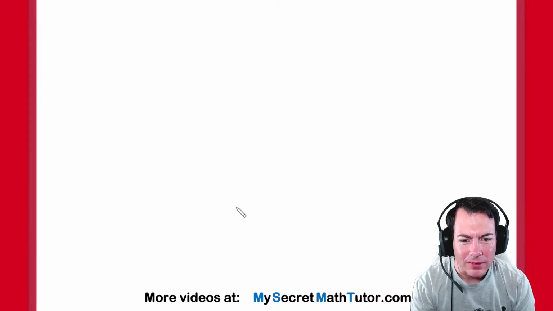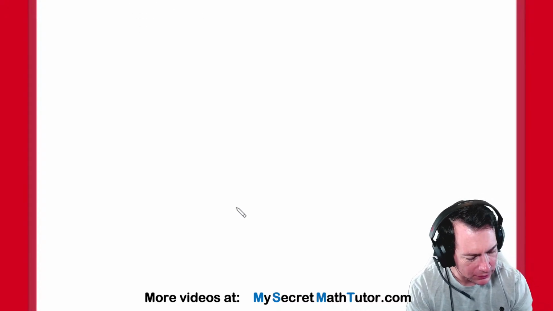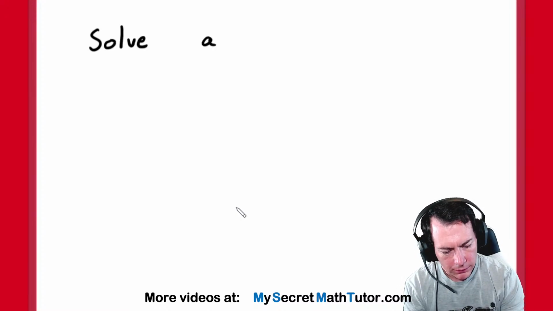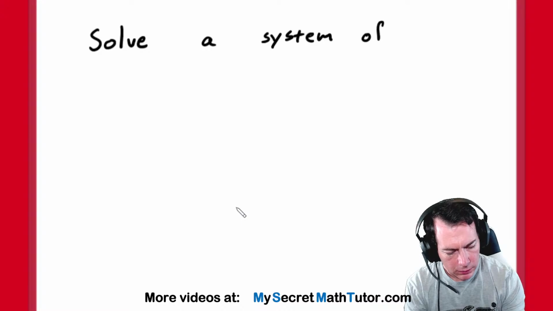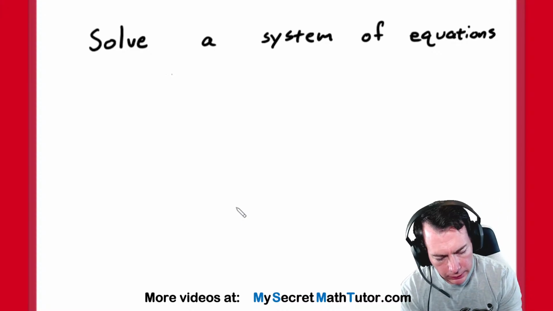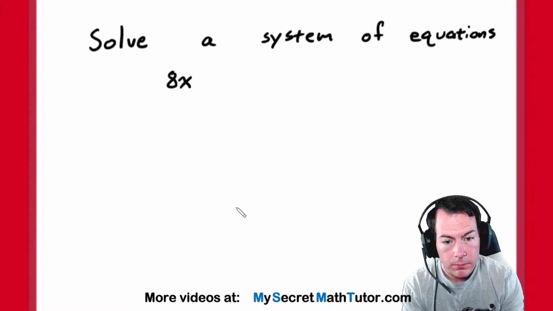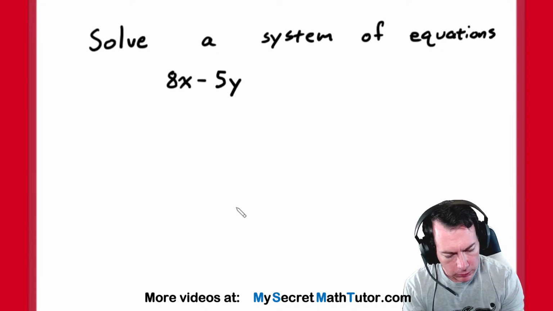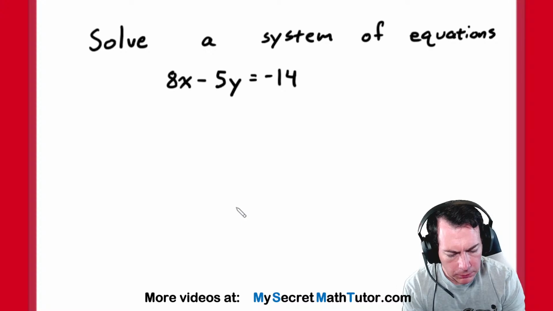All right, let's see what this one says. So solve this system of equations. All right, so what do we got? We got 8x minus 5y, and that's equal to negative 14. And then the second equation is simply y equals negative 3x.